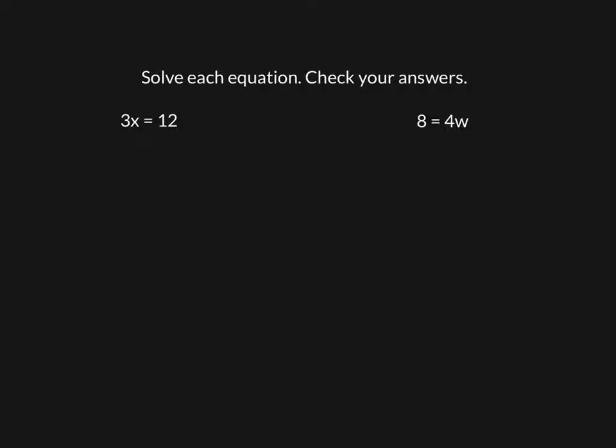So here we go. I see 3 times x equals 12. So I'm going to divide both sides by 3. 3 divided by 3 would be 1, so I'd be left with x equals 12 divided by 3, which would be 4. And that's that, you guys. So that's my answer. I'll put a box around it. Now I got to check my answer.